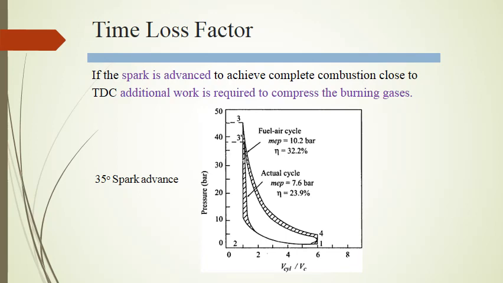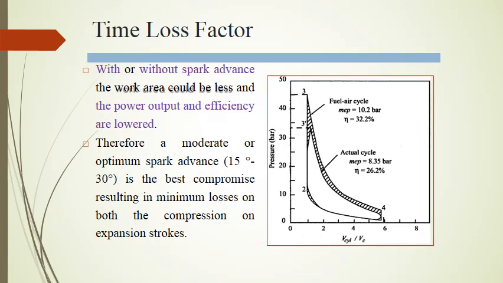In either case, that is with or without spark advance, the work area is less and the power output and efficiency are lowered. Therefore, a moderate or optimum spark advance is the best compromise, resulting in the minimum losses on both the compression and expansion stroke. So this figure basically gives us the optimum value of the spark advance, which lies between 15 to 20 degrees, and that basically results in minimum losses on both compression and expansion stroke.